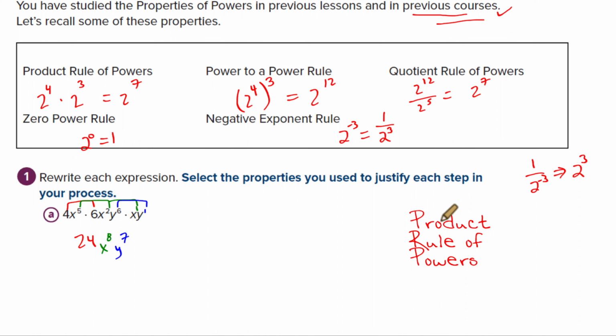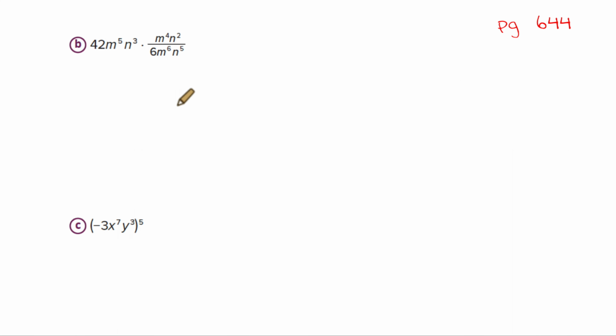All right, let's do number 2. By number 2, I mean letter B here. We're on 644 still. What am I going to do with this one? Well, let's put this all over 1. We'll kind of look at it that way. And I'm going to multiply the tops. So the 42 I'm just going to leave. And then I'm going to say we have m to the 5th times m to the 4th. That's going to be m to the 9th because we're adding those exponents.